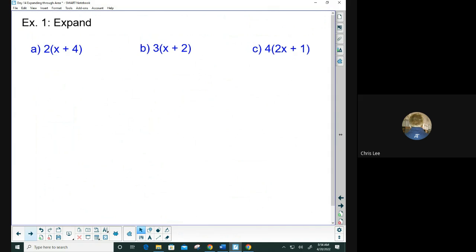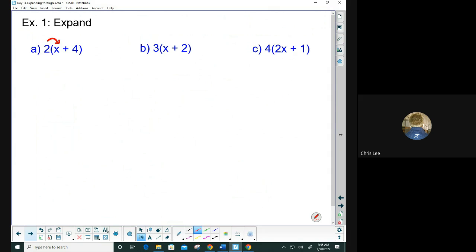BEDMAS would tell me to do the operation inside the brackets. Can I do that? Can you do x plus 4? No, how come? Do you remember the language? Yeah. Different terms or unlike terms. So you can't do the operation inside the brackets. We're not allowed to. But we know the other two methods work, including rainbow. So let's use that method to multiply.